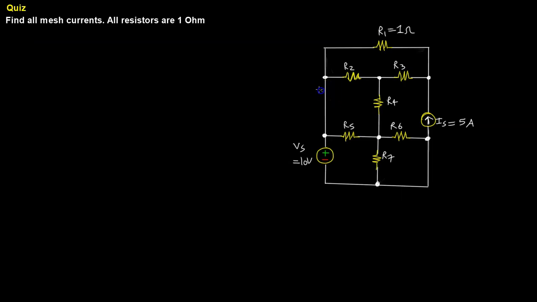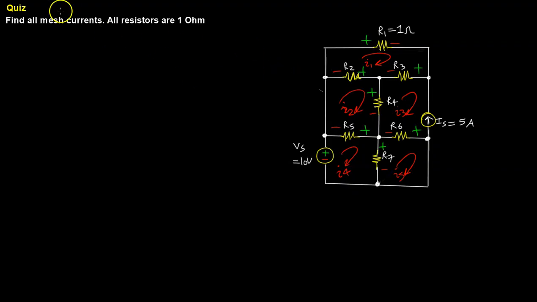Okay, so assuming that you've stopped and tried this, I'm going to go ahead and solve it. I'm going to give these mesh currents variable names: I4 and I5. Next thing I'm going to do is assign directions. Again, this is arbitrary so long as you're consistent.